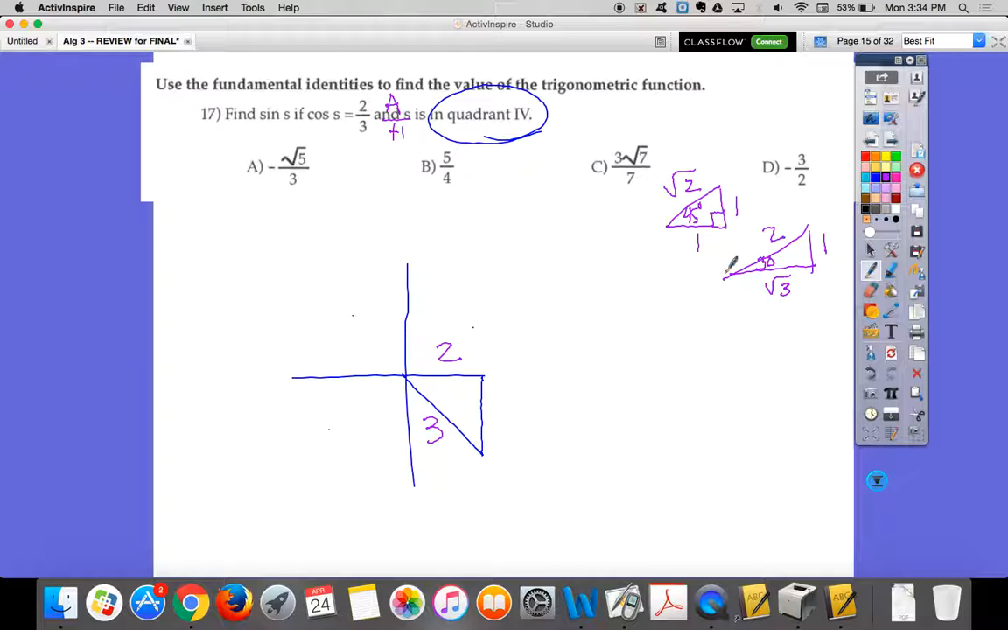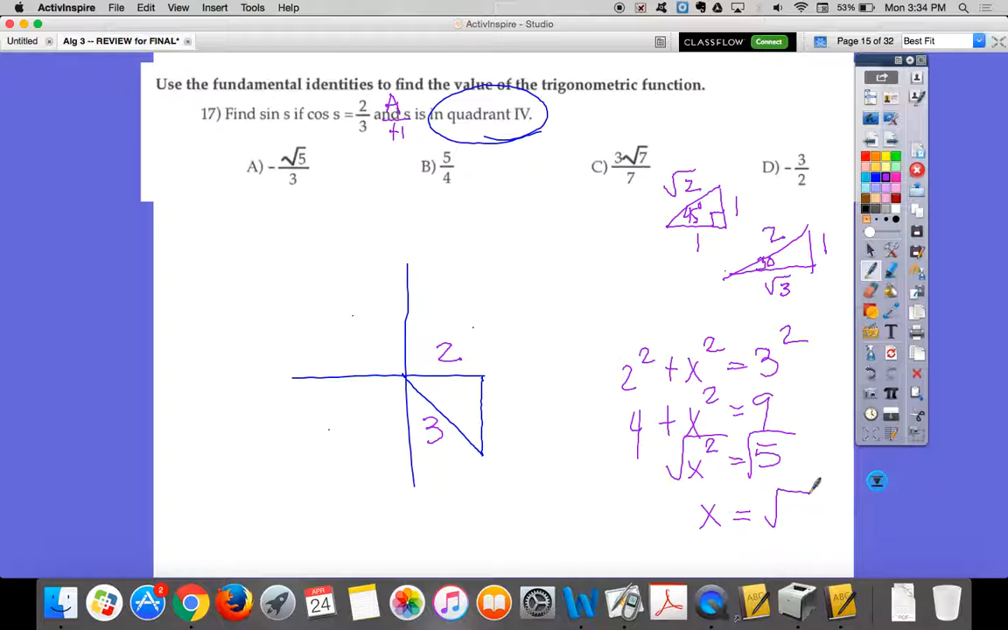So we got to scoot over, and we're going to do 2 squared plus I don't know squared equals 3 squared. So our legs are together, and hypotenuse is on the other side. We have 4 plus x squared equals 9. Okay, subtract your 4 on both sides. 9 minus 4 is 5. Square root of both sides, because you have to do the inverse. That's going to be square root of 5.